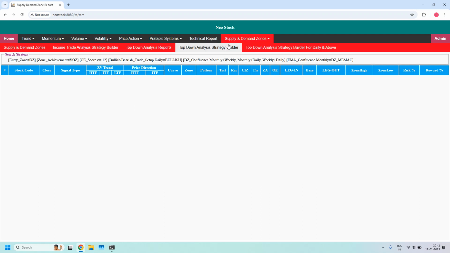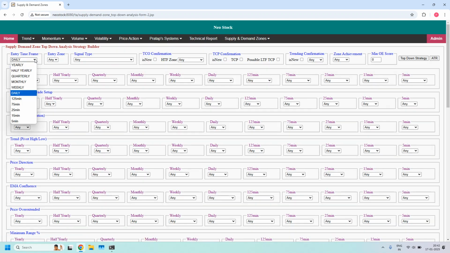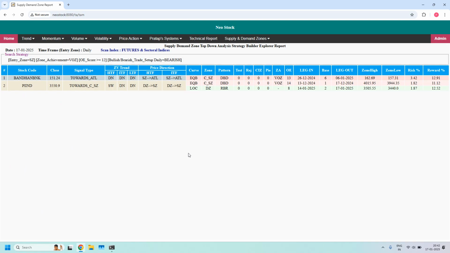Next, bearish trade setup for monthly income trade. Entry time frame is daily. Entry zone is supply zone. In bullish or bearish trade setup at daily time frame, I am selecting bearish. And for this daily supply zone, zone achievement should be violated opposing zone and minimum odd enhancer score should be 12. With these filters applied to daily supply zone, we got 2 stocks.